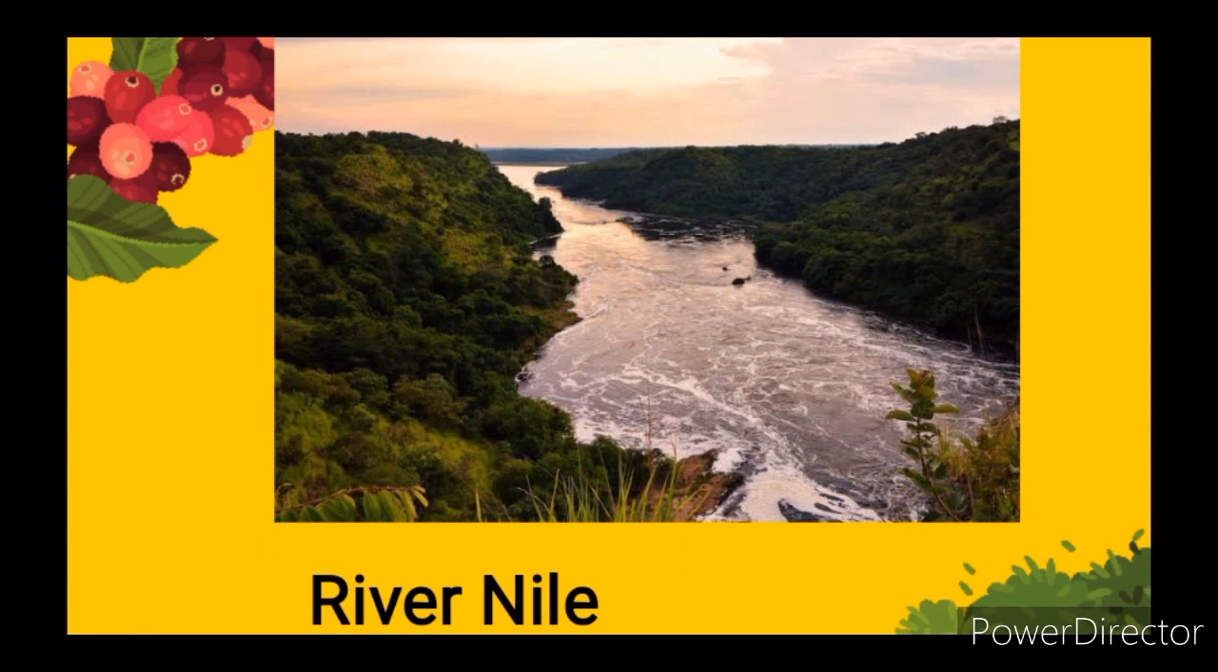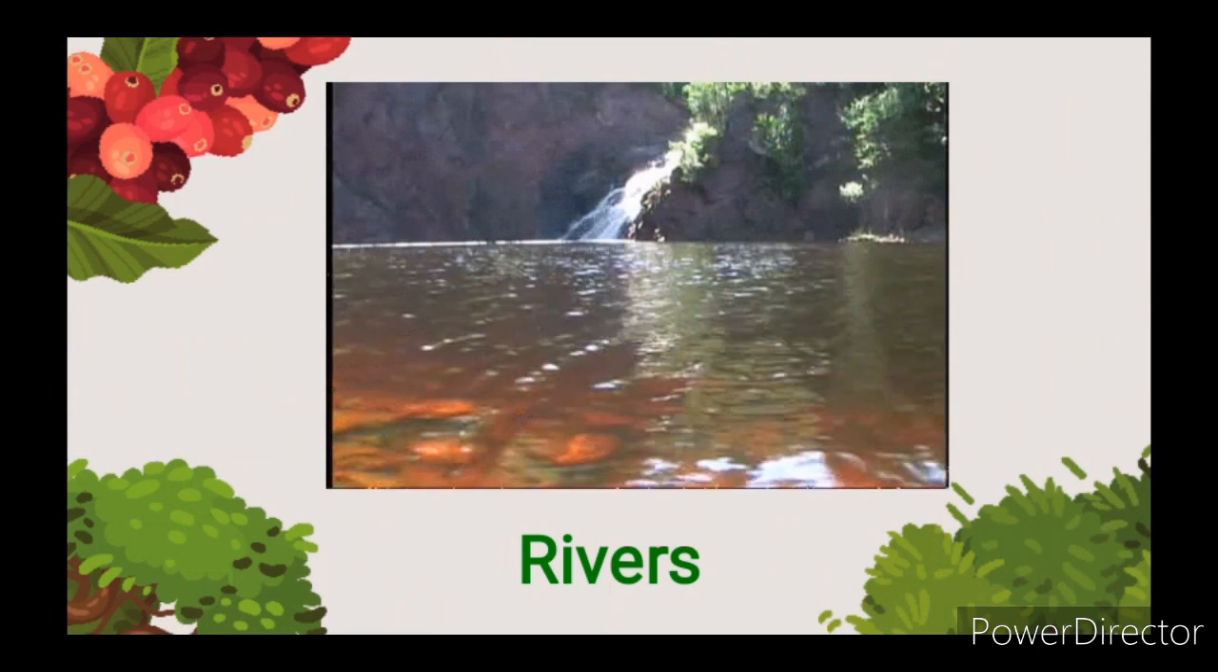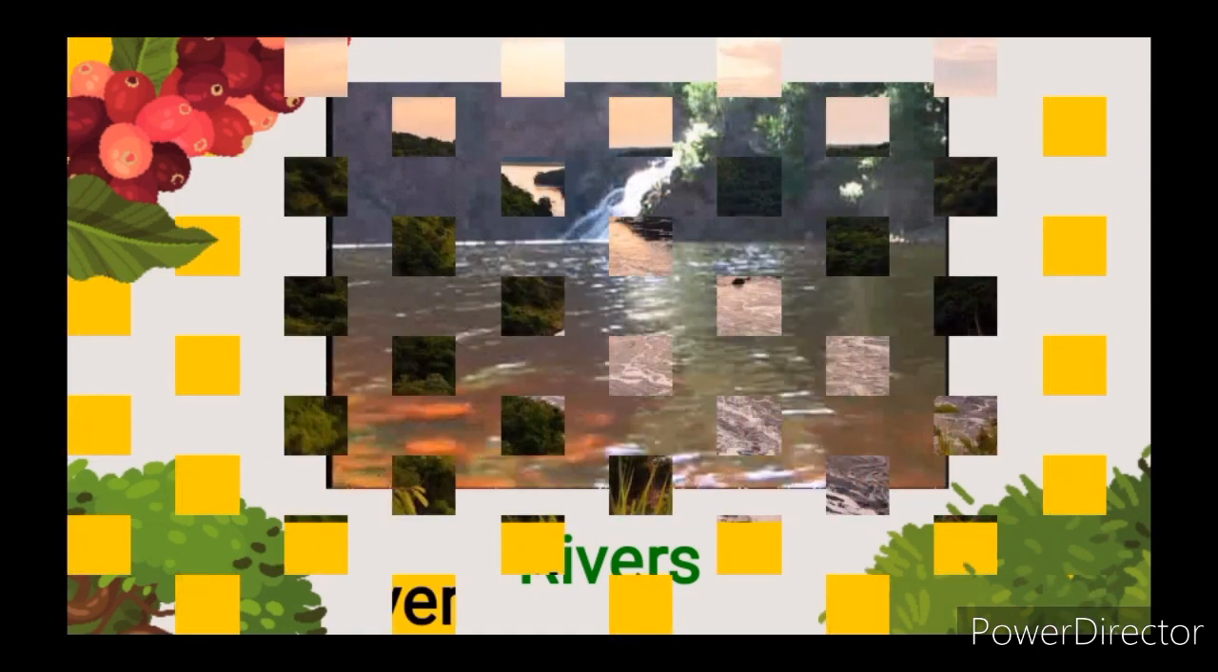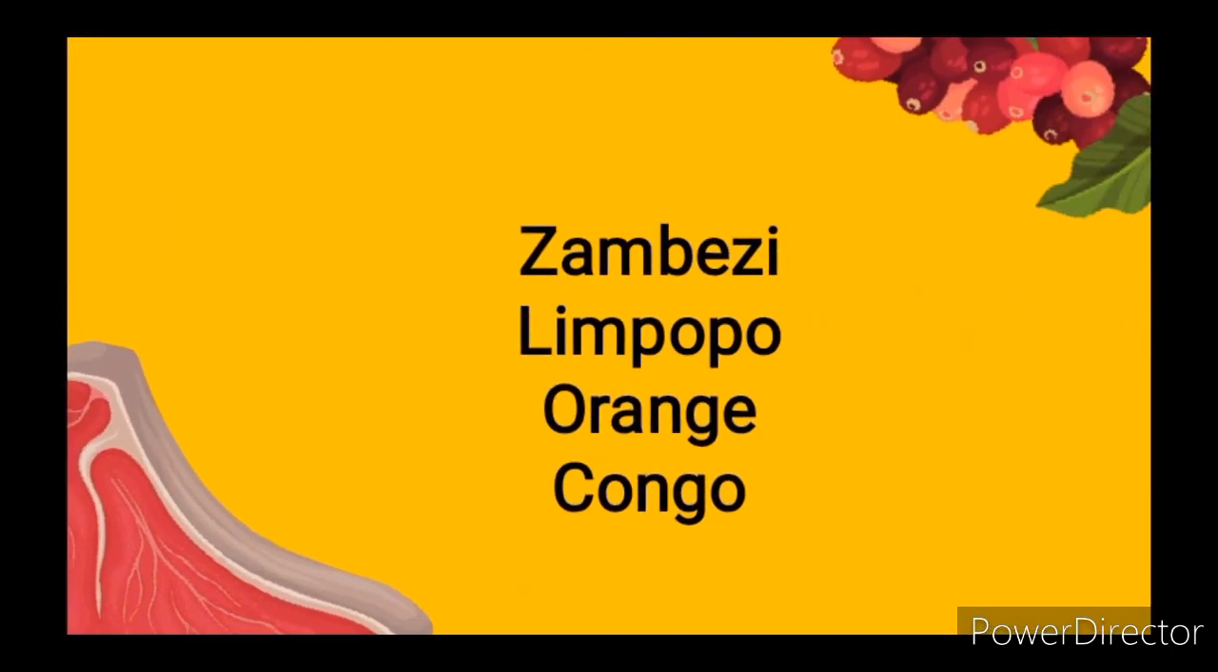So you can see Africa has, like I said before, many important rivers, and it also has the longest river in the whole world, the River Nile, which is in Africa. Other important rivers in Africa are the Zambezi, River Limpopo, River Orange, and the River Congo or Congo River.